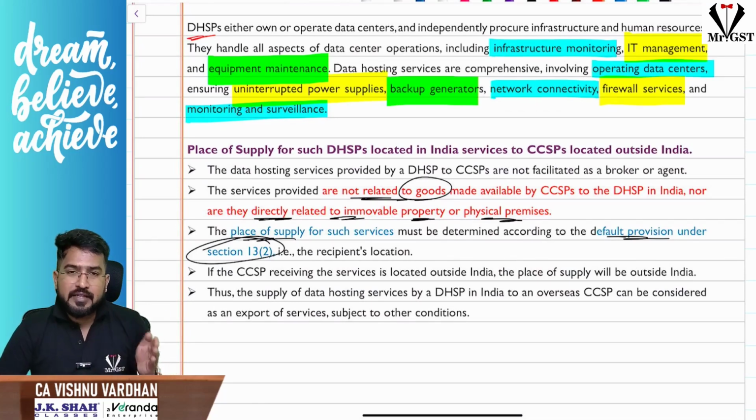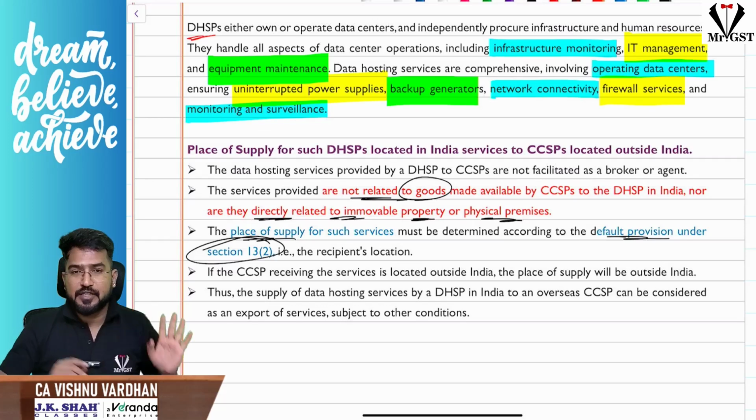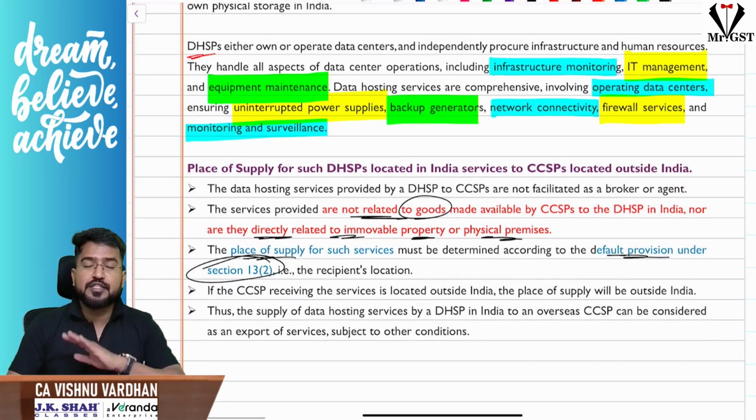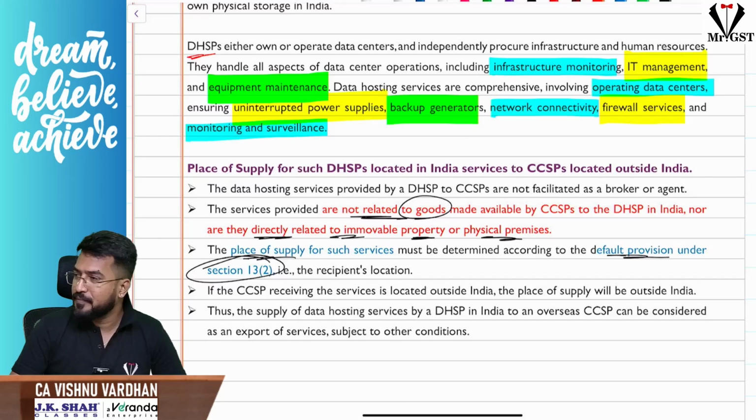Sir, there are so many things involved in providing these data hosting services. So here, this shall be treated under normal section 13 subsection 2, the place of supply. Okay, right, that is the point. This is not renting of immovable property.